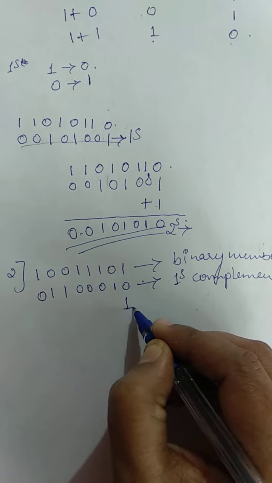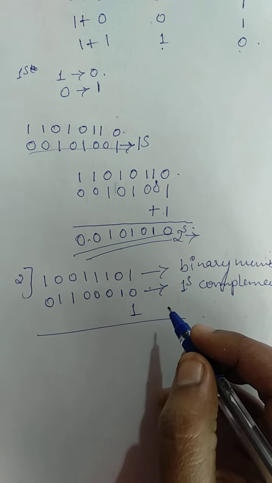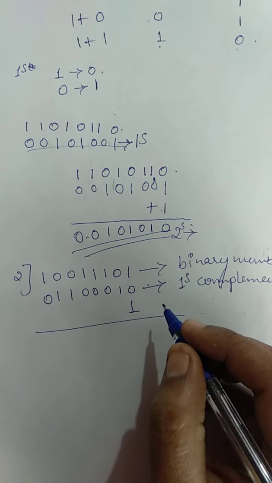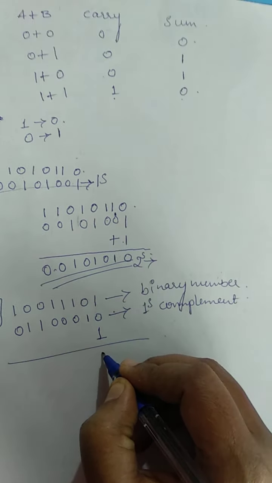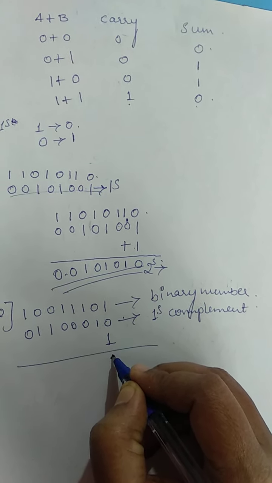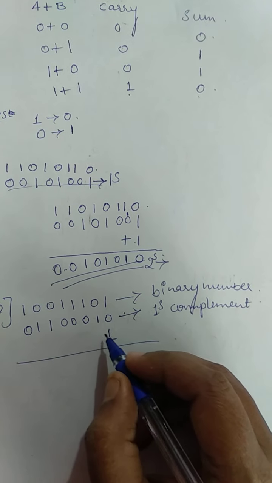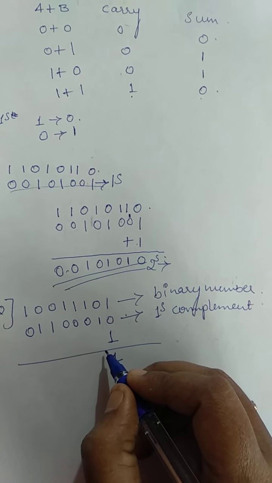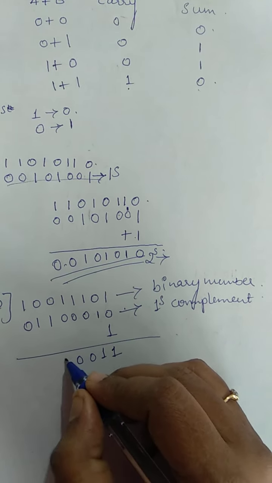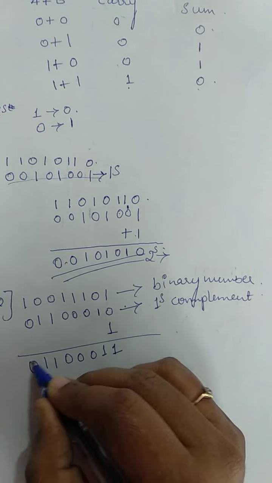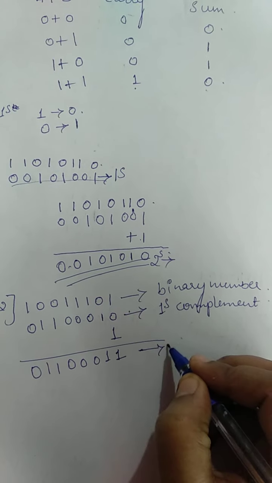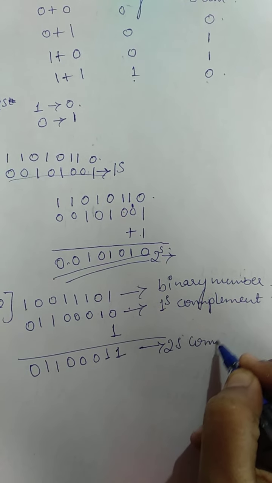For 2's complement, we'll add 1. 0 plus 1, sum is 1, carry will be 0. See the table for 0 plus 1, it will be 1. The remaining will be 1, 0, 0, 0, 1, 1, 0. So this is the answer for 2's complement.